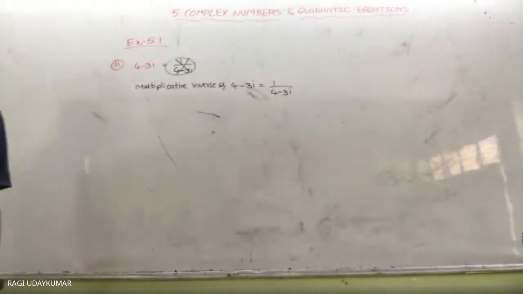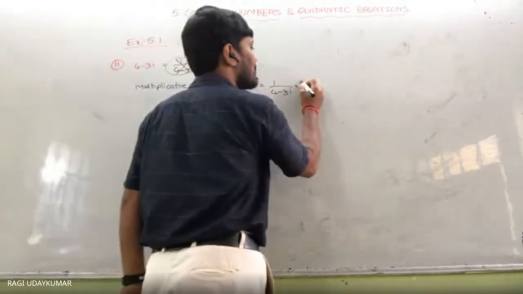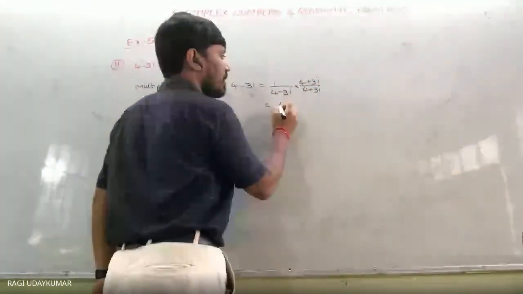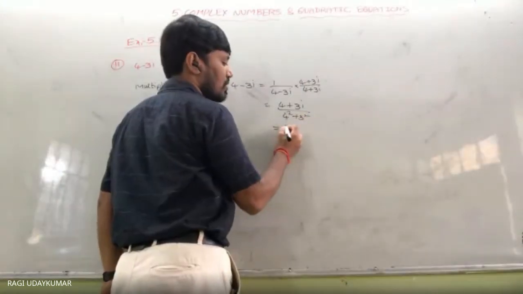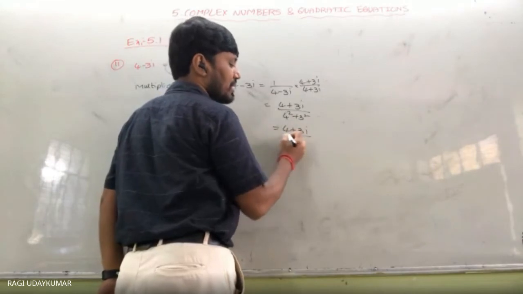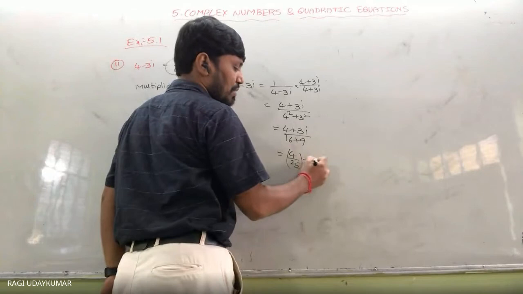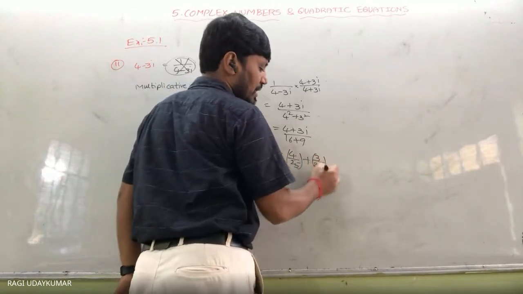Multiplication. What to do here? Multiply by 4 plus 3i in the numerator and the denominator. We are going to get 4 plus 3i by 4 square plus 3 square, which is equal to 4 plus 3i by 16 plus 9, that is 4/25 plus 3/25 i.